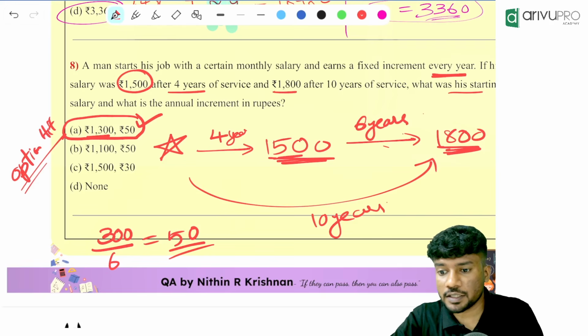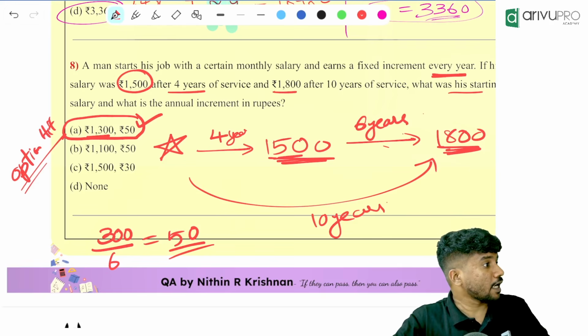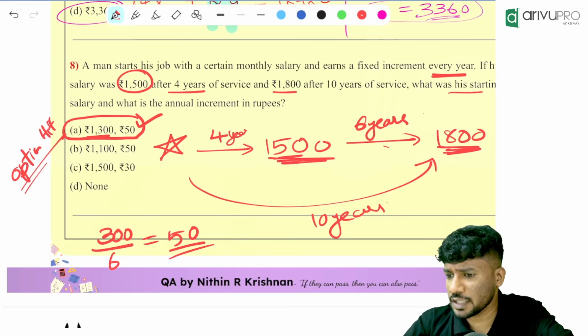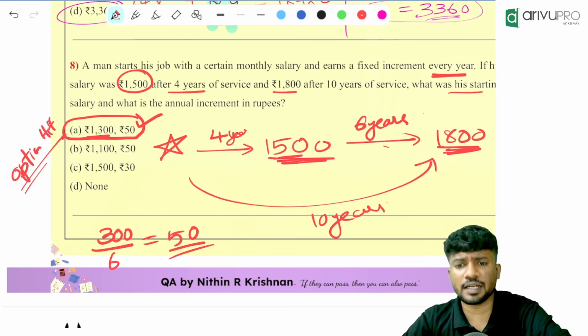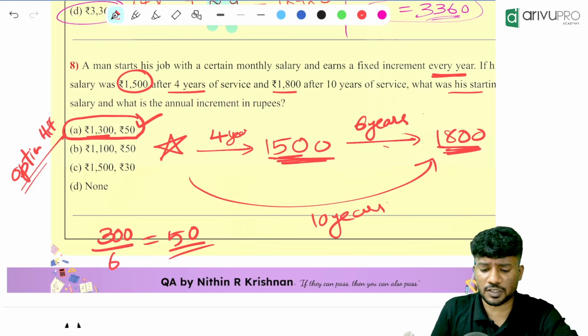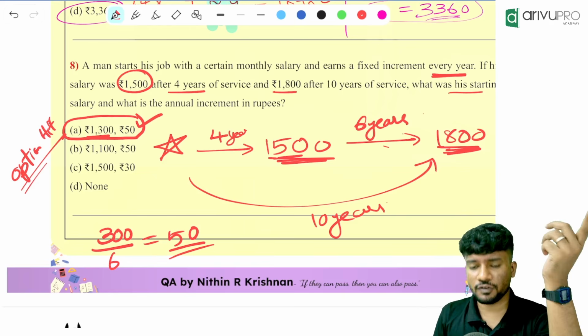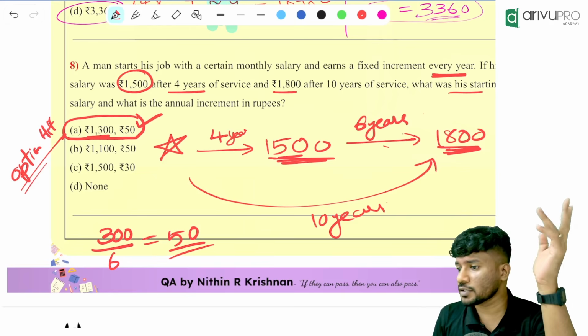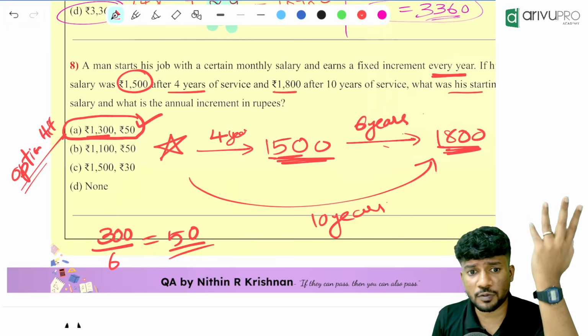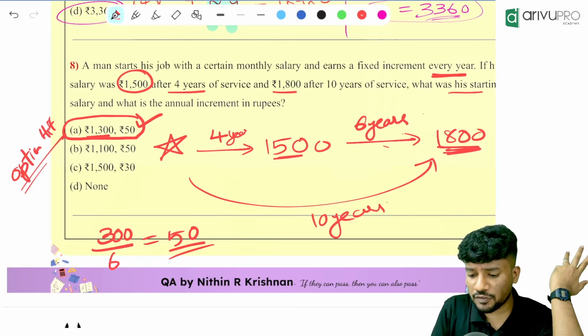I hope you guys understood this. Akshaya, you got it? Yes. Everyone online, are you getting it? Direct answer. Even if you did not use option hitting, you could have started with 1300. 1300 after 4 years will become what? 4 into 50 is how much? 200. 1300 plus 200 is how much? 1500. That way also you can go.